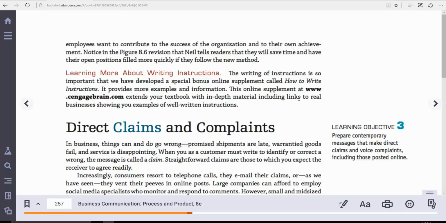And so this is the end of Learning Objective 2. We'll begin Learning Objective 3 here in just the next video.